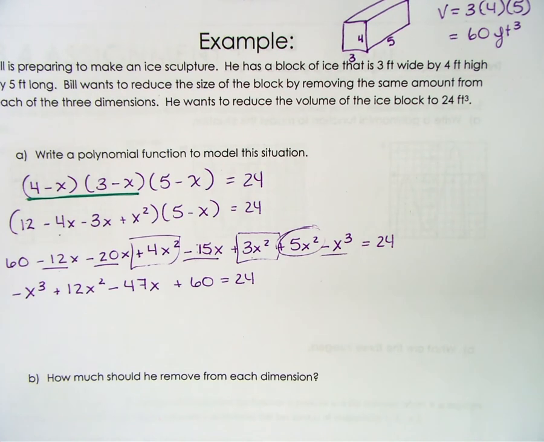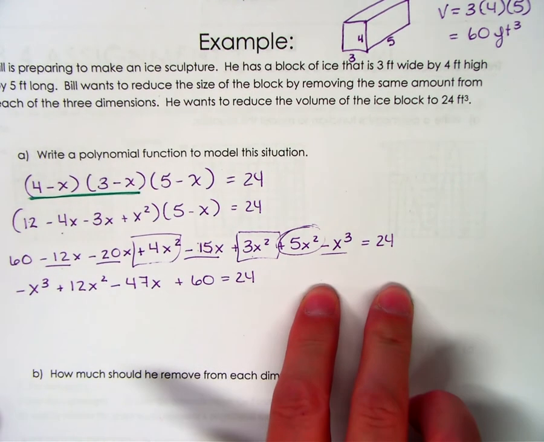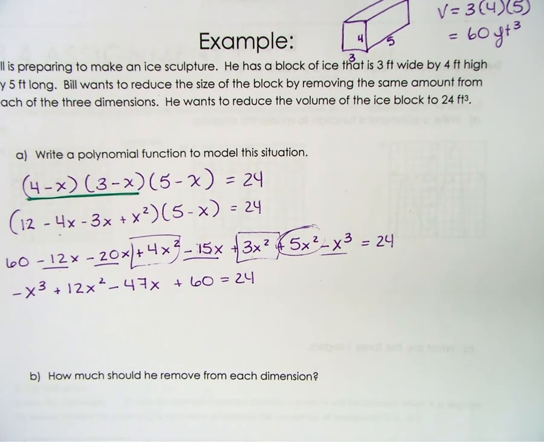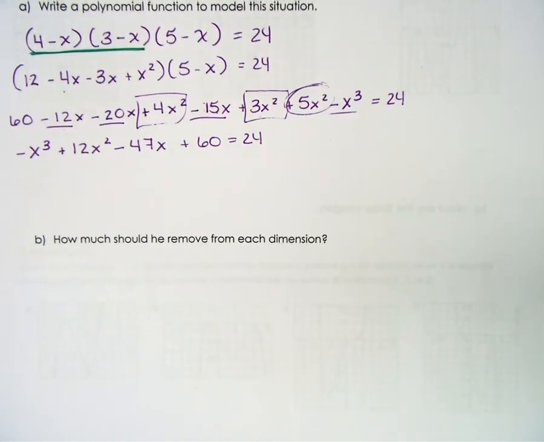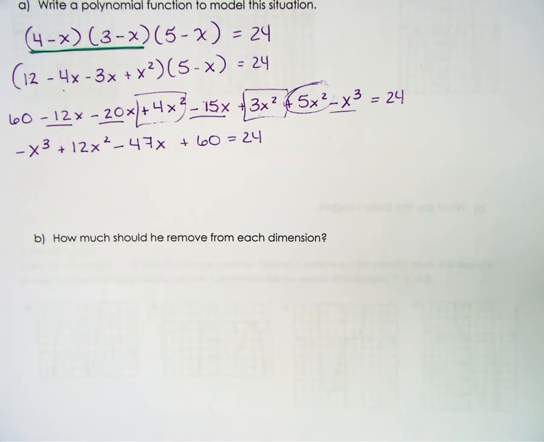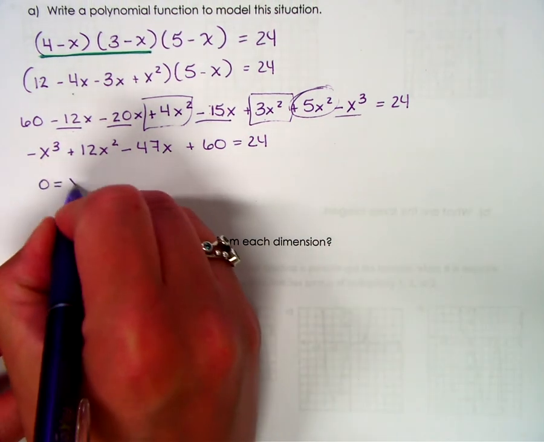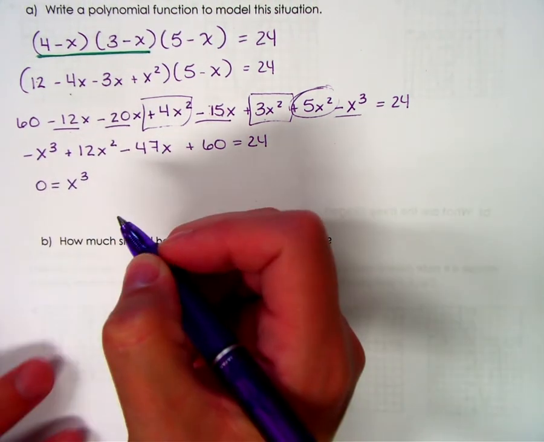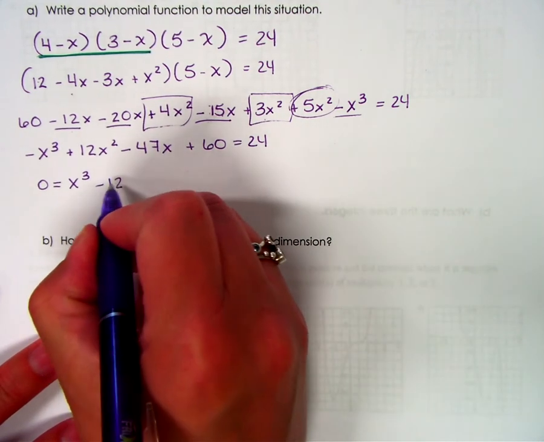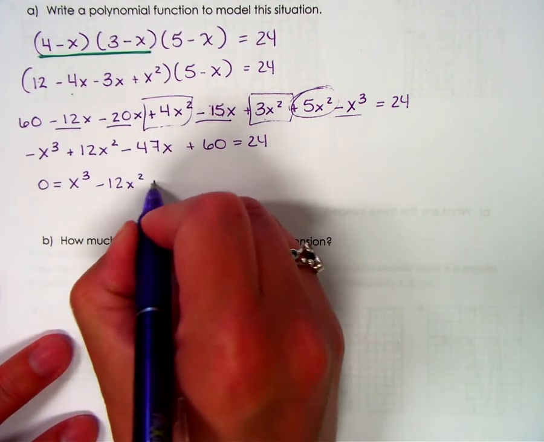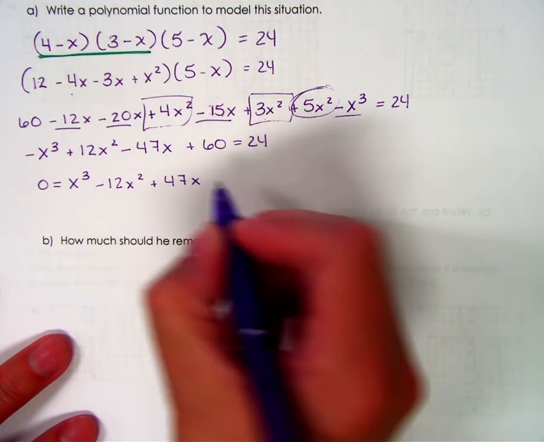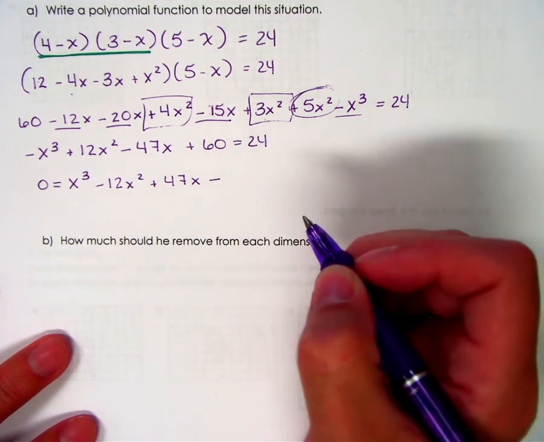So obviously what we want to do is solve for whatever the x's are, so we've got to get it equal to 0. Why don't we move everything to the right-hand side so that x cubed becomes positive? Lily, are you having a hard time seeing that? You need a boost. So we're going to have 0 equals x cubed minus 12x squared plus 47x minus 36.